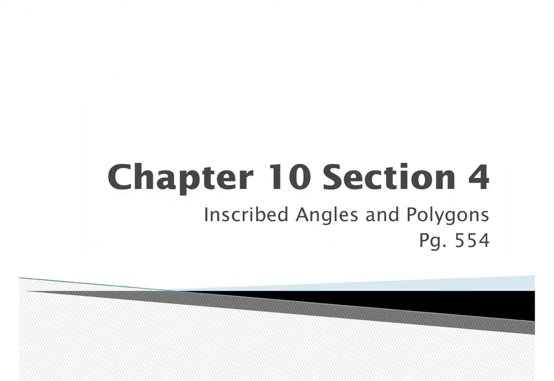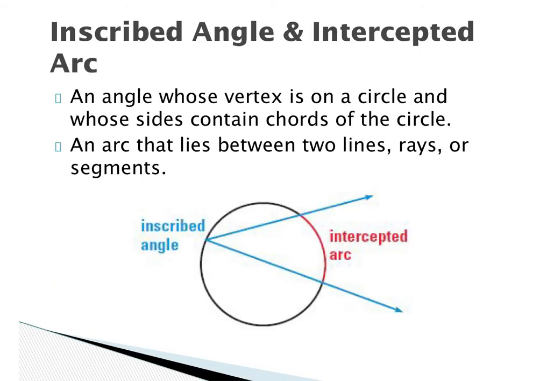Chapter 10, Section 4. Inscribed angles and polygons, okay? All right, so guys, in total in chapter 10, which is all about circles, there are 6 lessons. So we have 3 more before our test, all right? This lesson is about inscribed angles and intercepted arcs. An angle whose vertex is on a circle and whose sides contain chords of the circle, and an arc that lies between 2 lines or rays or segments. So now we're looking at angles.